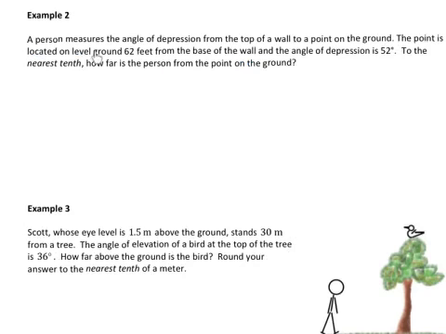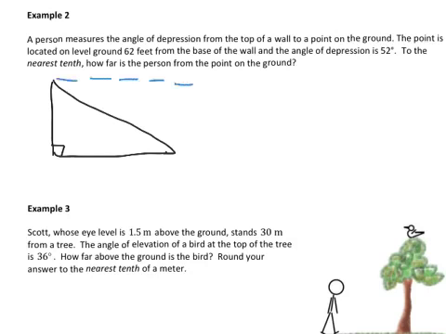Okay, the second example. A person measures the angle of depression from the top of a wall to a point on the ground. So if I have a wall, there's my wall, here's the ground, so there's my right angle. The angle of depression is always measured from the horizontal. So it's going to be this angle, which means it's also going to be the bottom right. The point is located on level ground 62 feet from the base of the wall. So 62 is down here, and the angle of depression is 52 degrees. How far is the person from the point on the ground? So the person's up here. We want to find this distance.